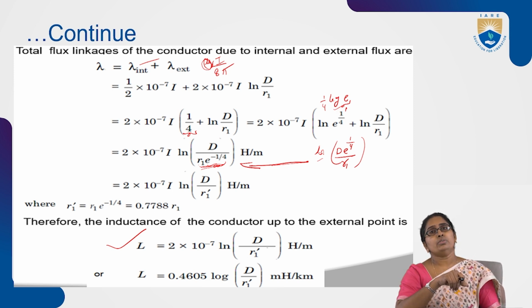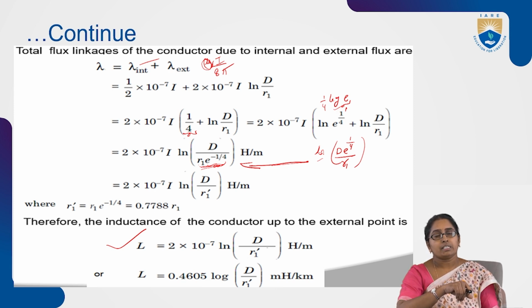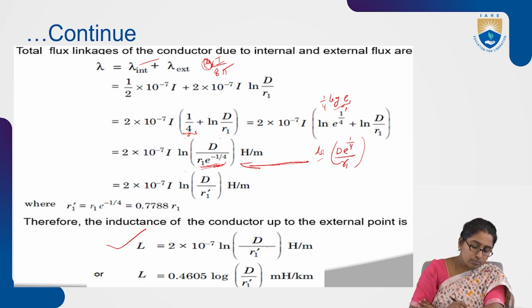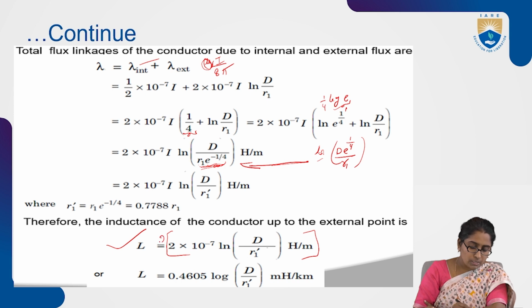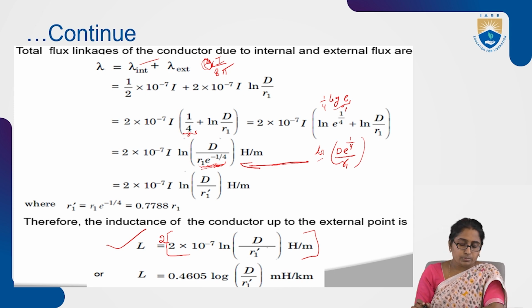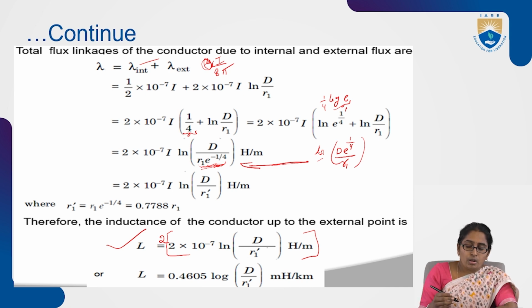If we want to know the inductance expression for the total single phase transmission line, single phase transmission line means there are two conductors. So what we do? Multiply this whole expression with 2. So that gives the inductance expression for a single phase transmission line. Okay, so that means 4 into 10 power minus 7 into log of capital D by R dash.